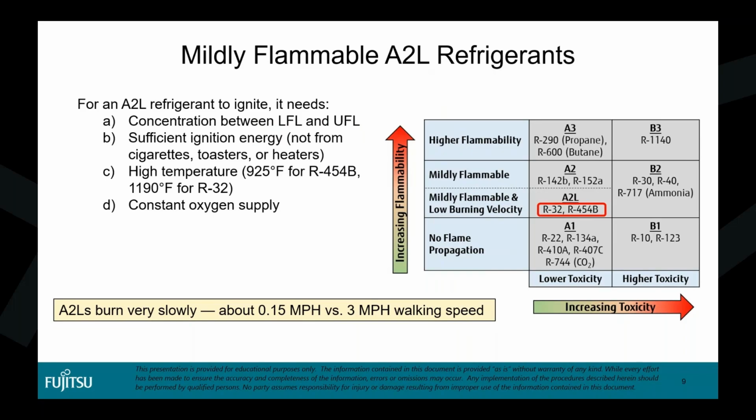For this to ignite, you also need a constant oxygen supply. These A2Ls have very slow burning velocity. They burn with about 0.15 miles per hour. Compare that with 3 miles per hour, that is the walking speed. So you can walk 20 times faster than this would spread. Actually, if you Google crawl speed, it's going to be 0.3. So you're going to be able to crawl twice as fast as this can spread.